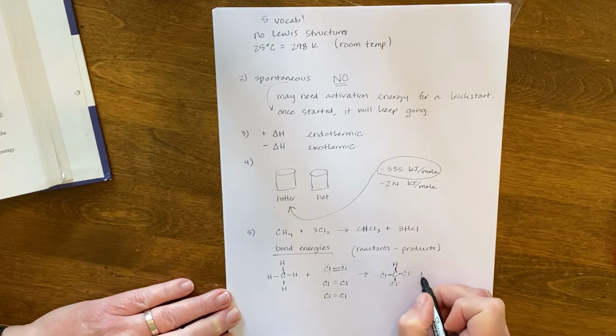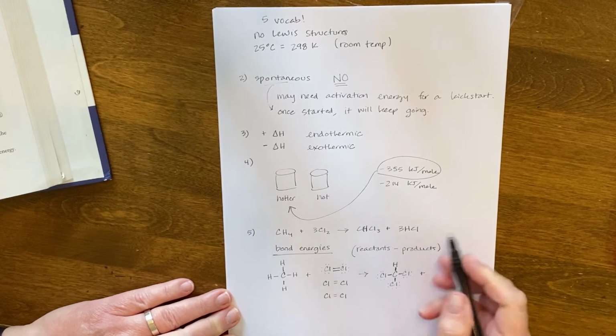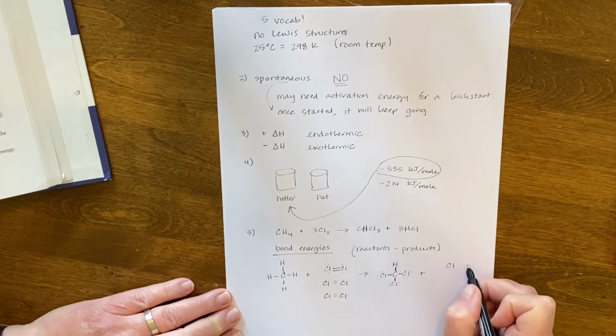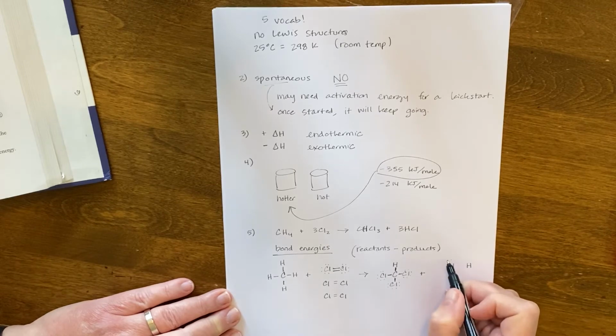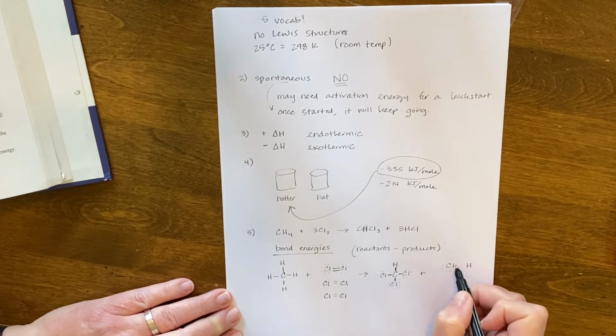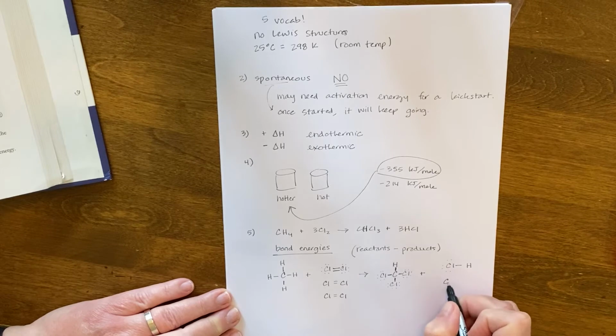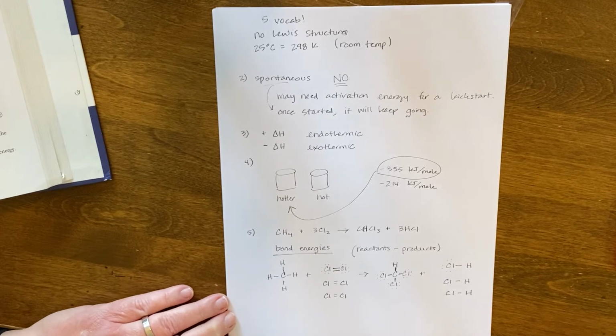Okay, and then finally we have 3 HCl's. This one's pretty easy to come up with too, because again, chlorine has 7, so that's going to form a single bond with my hydrogen, but remember there are 3 of those. Okay. So with bond energies, I need to take all the bonds into account, okay?